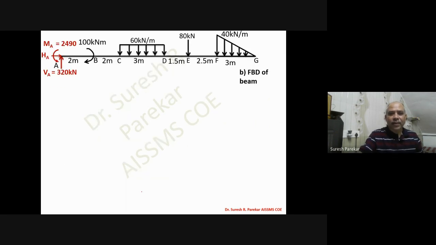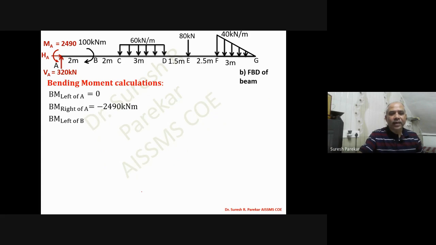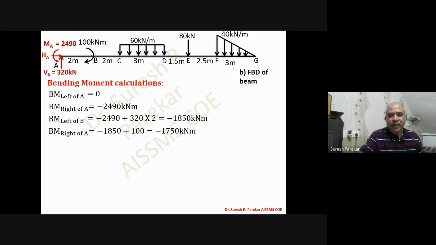Then go for bending moment calculations. Bending moment: left of A we have minus 0, right of A minus 2490. Then left of B, we have minus 2490 plus 320 into 2. Now here we have a couple at B, so we have to take left of B and right of B. So plus 320 into 2 gives minus 1850 kilonewton meter. Then right of B, we have to add this couple, plus 100, giving minus 1750 kilonewton meter.